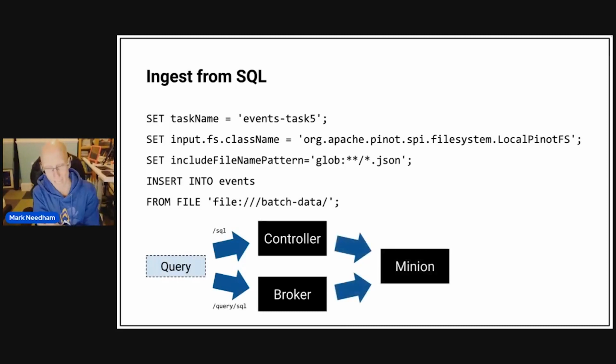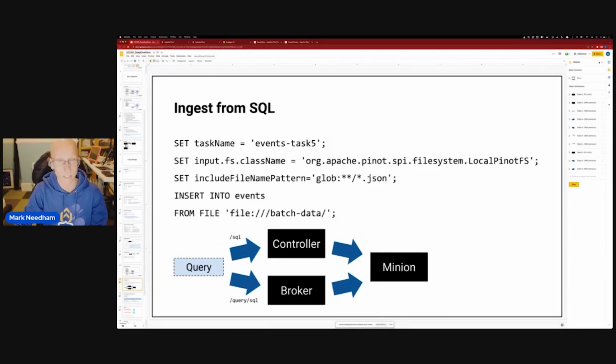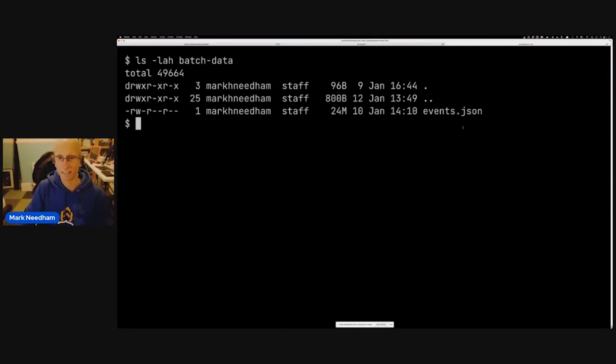And what happens then is that they both have an API, and then they send it on to the minion, and the minion then goes and processes it. So the minion in this case needs to have access to wherever the data is coming from. Usually people are using this with S3, but in this case, as I mentioned, I've got it mounted onto the batch data folder. So this is just another folder, if you have a look, batch data folder. So you can see I've got this events folder in here.